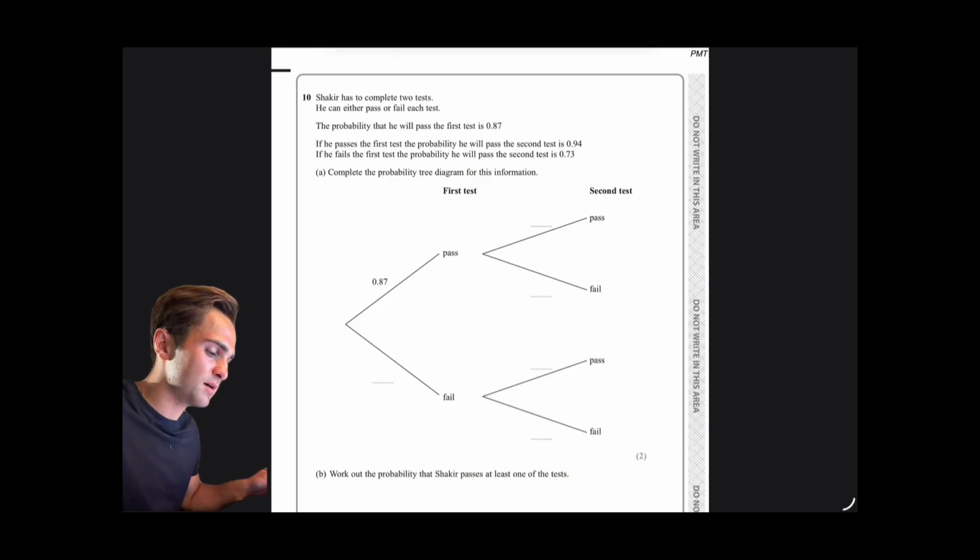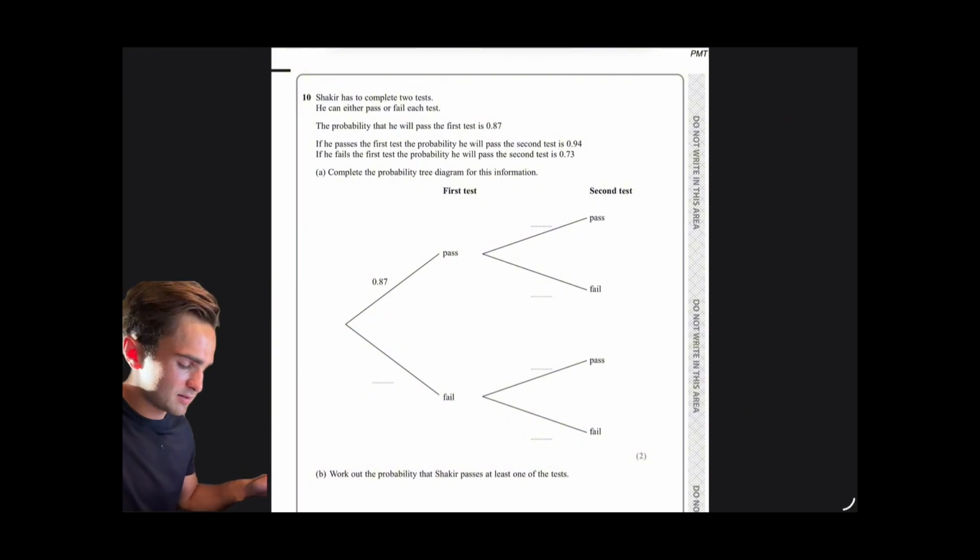Question 10. Shakir has to complete two tests. He can either pass or fail each test. The probability that he will pass the first test is 0.87. If he passes the first test, the probability he will pass the second test is 0.94. If he fails the first test, the probability that he will pass the second test is 0.73. Complete the probability tree diagram for this information.